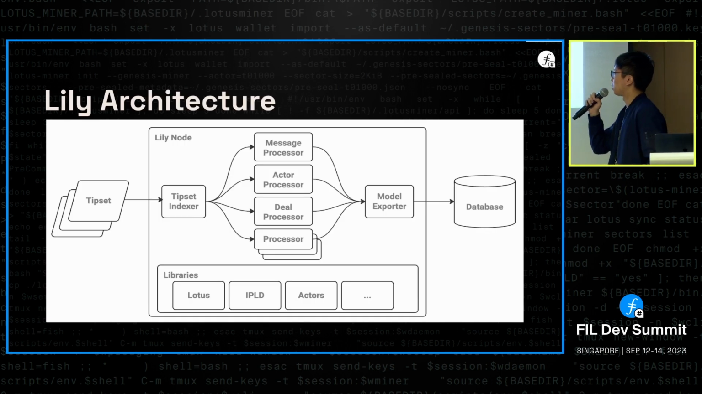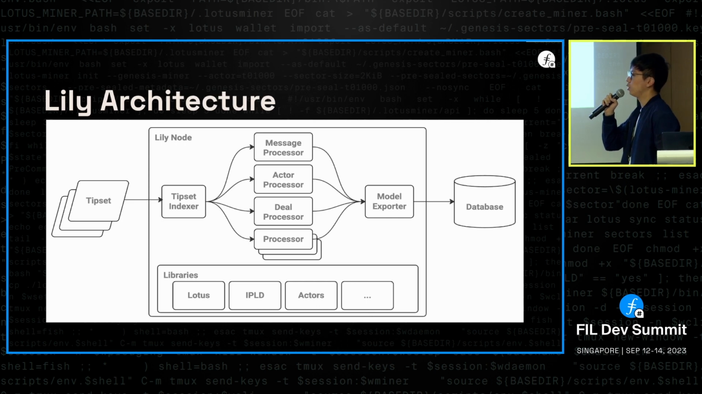And this is the Lily architecture. Lily uses several libraries: Lotus, IPLD, and actors. To index the tipset, Lily will call several processors. Each task has a corresponding processor, and they can run in parallel to capture the data. After the processors are done, the model exporter will serialize the data to destinations, like CSV or TimescaleDB.